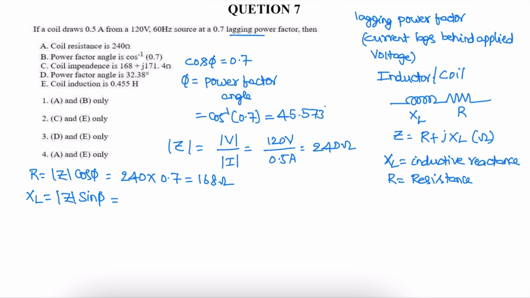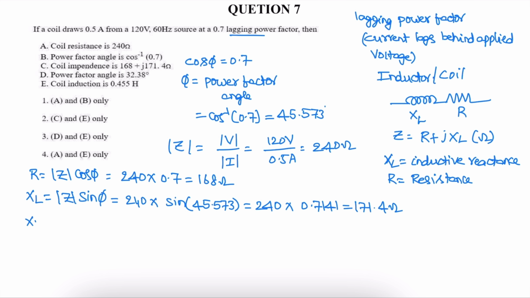Inductive reactance XL is 240 into sin 45.573. So that is 240 into 0.7141. Its value is 171.4 ohm. This is inductive reactance. R is the resistance.